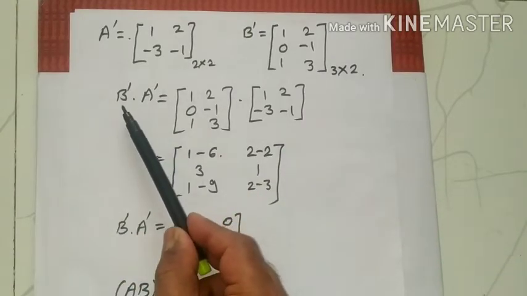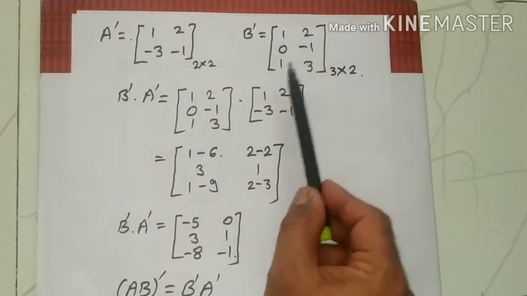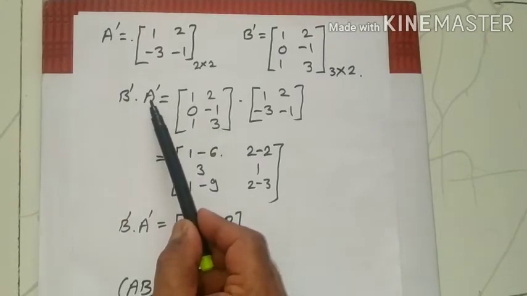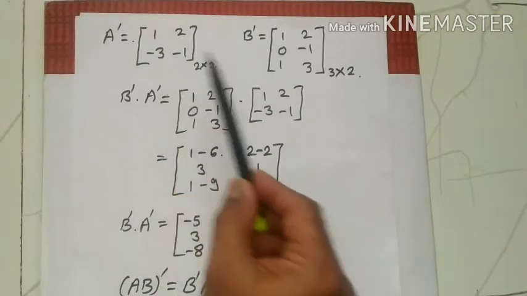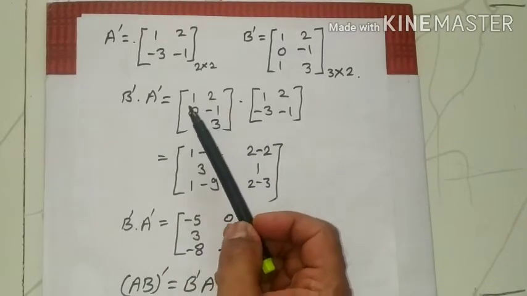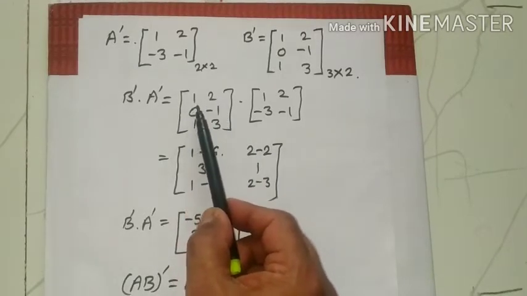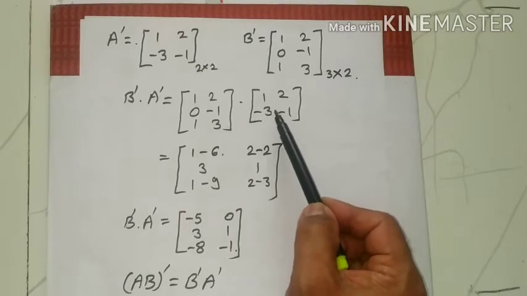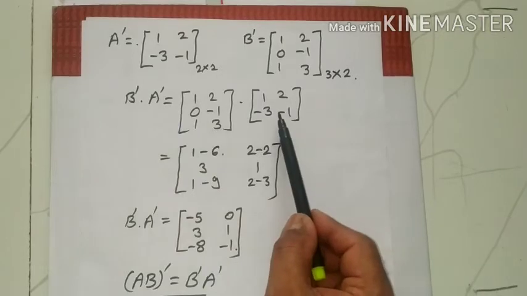Now the multiplication of B dash into A dash. B dash is [1, 2; 0, -1; 1, 3] and matrix A dash, the transpose of A, is [1, 2; -3, -1]. Then according to the multiplication rule of matrix, the first row of the first matrix is multiplied with the first column of the second matrix. Here B dash is the first matrix and A dash is the second matrix.